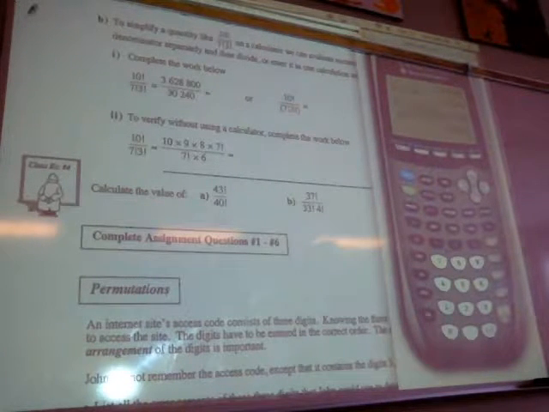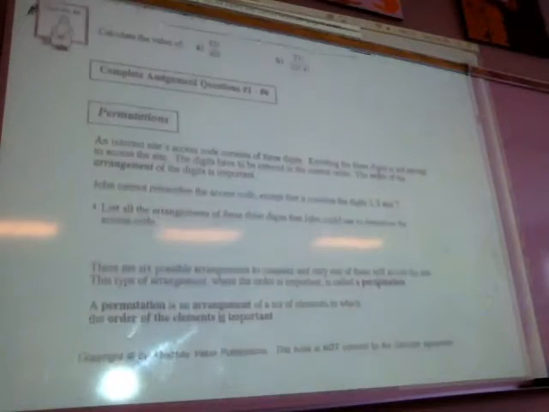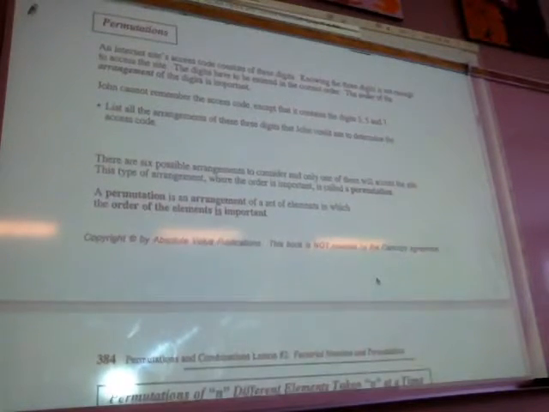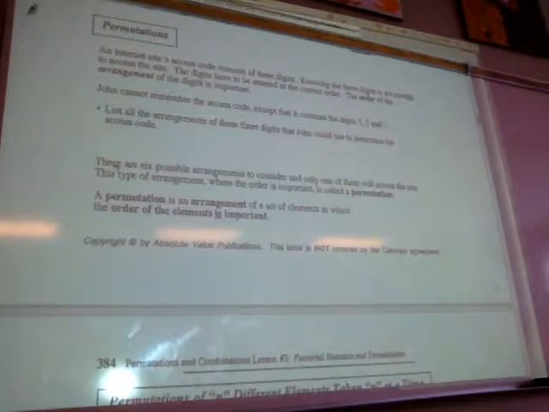Anyone need a little help with their calculator? Good? The highest you can go is 69. 70 overflows. Okay. 70 overflows? Yeah, 69 is the highest you can go.